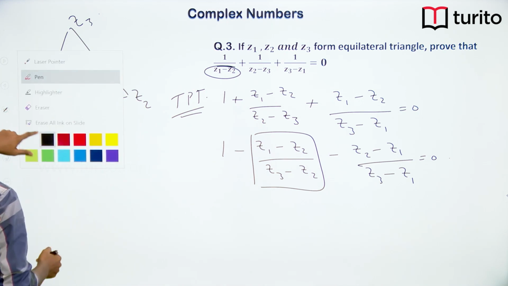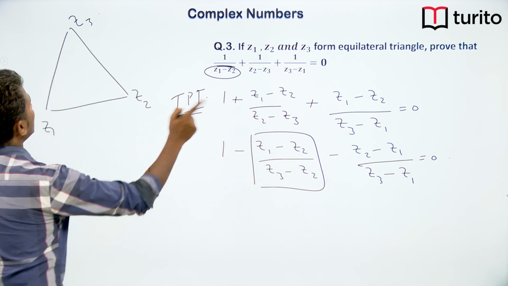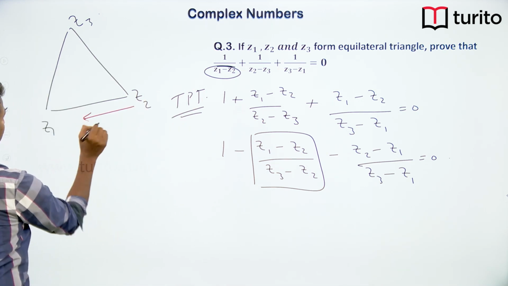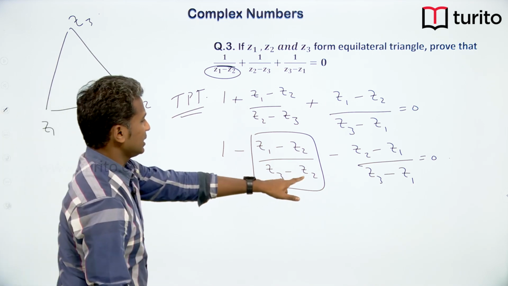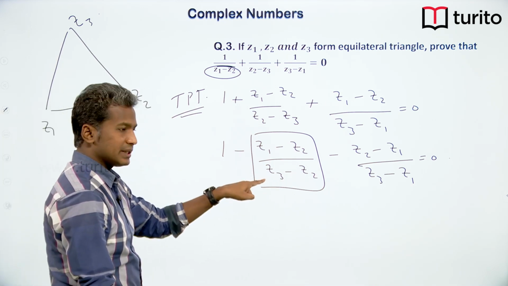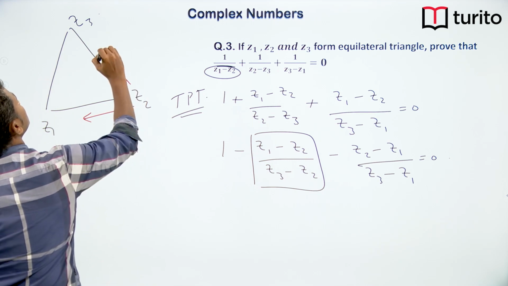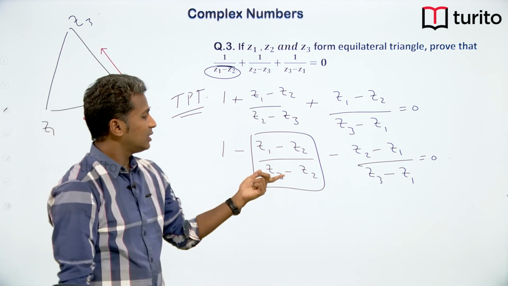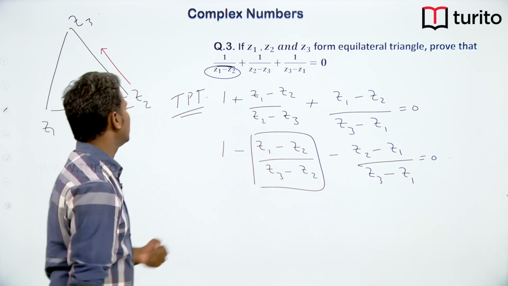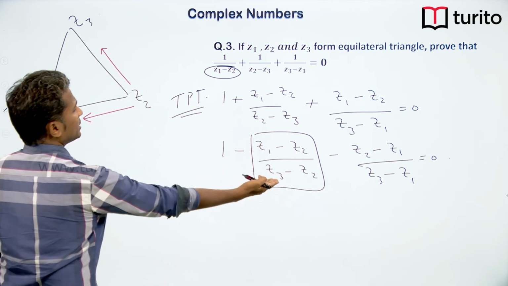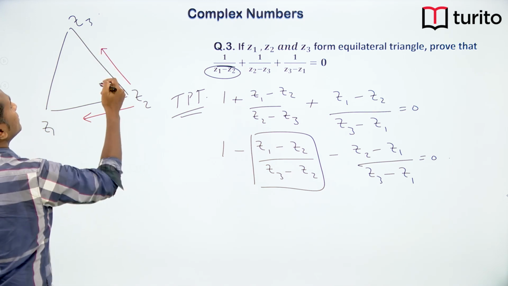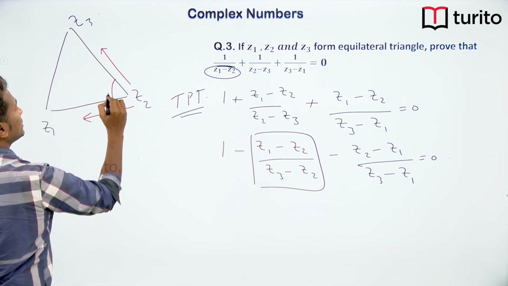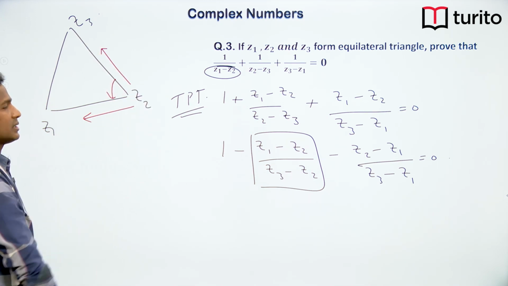I will use a different color here. Starting from Z2 ending at Z1, this is the vector. Here, starting from Z2 and ending at Z3, this is the vector. Now, which is the initial vector, which is the final vector? Denominator is initial, numerator is final. So, denominator Z3 minus Z2, this is the initial vector and this is the final vector. So, rotation has to happen in this direction.